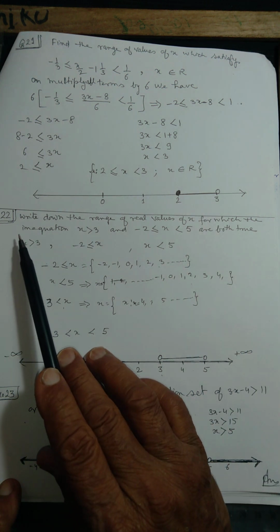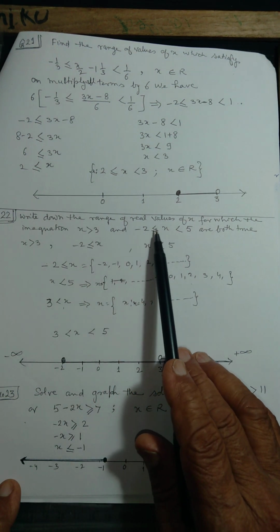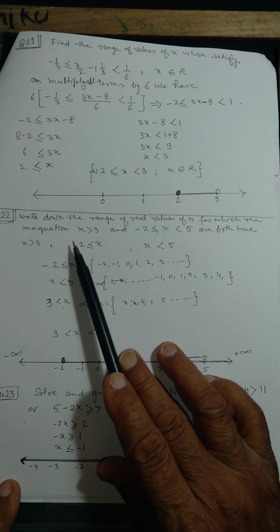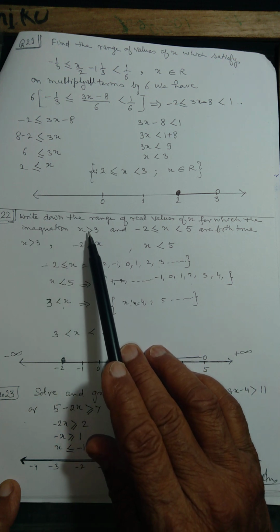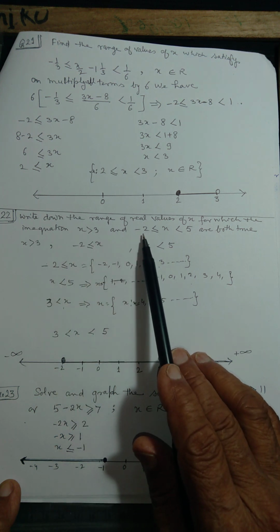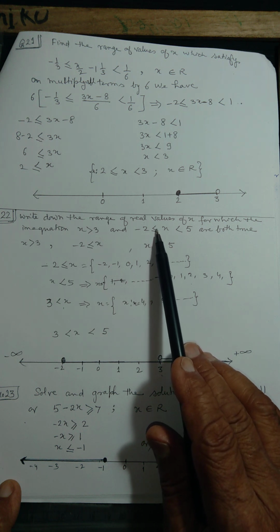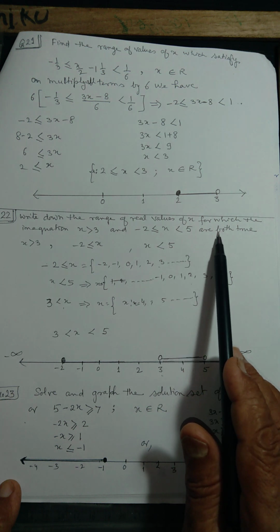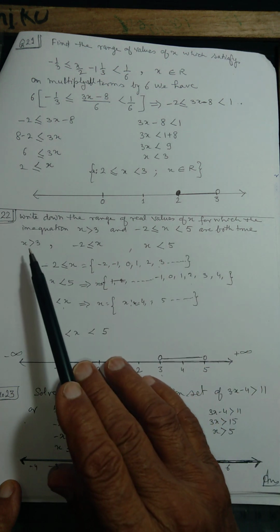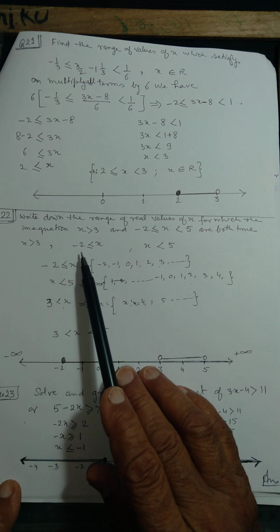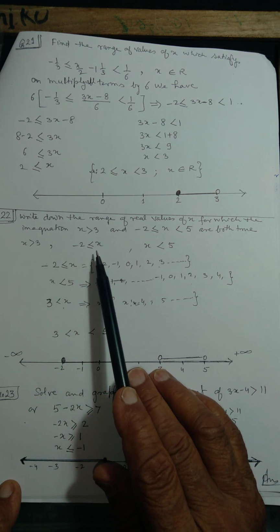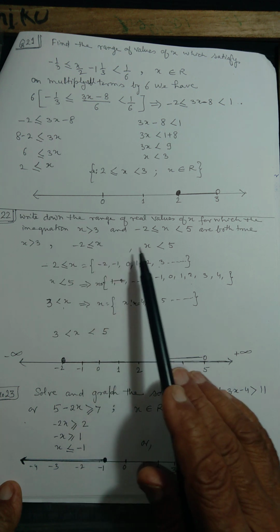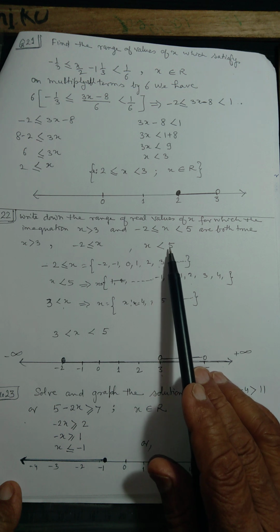Now proceed to question number 22. Write down the range of the real values of x for which the inequations x is greater than 3 and minus 2 is less than or equal to x and x is less than 5 are all true. X is greater than 3, minus 2 is less than or equal to x, and x is less than 5.